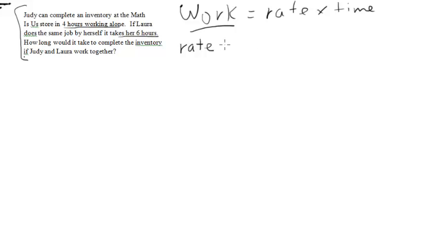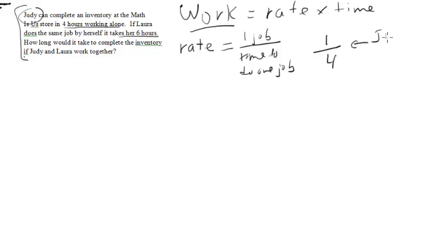If I know how long it takes to do one job, then I can figure out the rate, because the rate is going to be one job over the time to do one job. So if I look back over here with Judy, she does one job in 4 hours. So Judy's rate would be 1/4, which reads as one job every 4 hours.